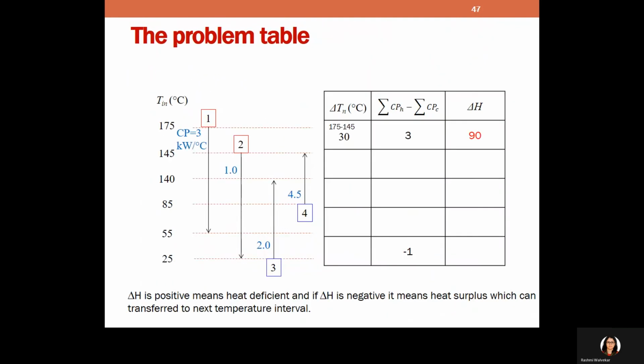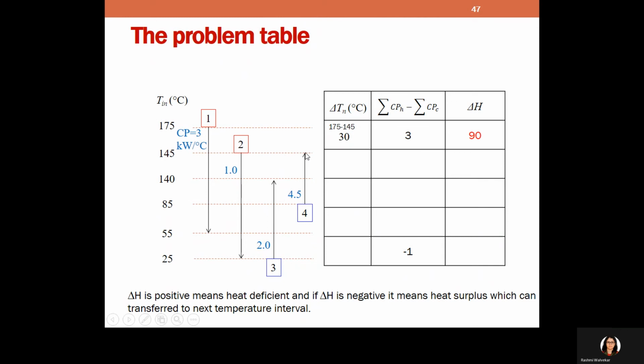All right, so once you draw that, we need to write the delta T here. We have to write the delta T within each region. So first, 175 minus 145 is 30. Summation of hot minus summation of cold. How many hot streams do you have in this region between these two lines? There's only one stream, that is your hot stream. The value is 3. So just write it here. Now 30 times 3 is 90.